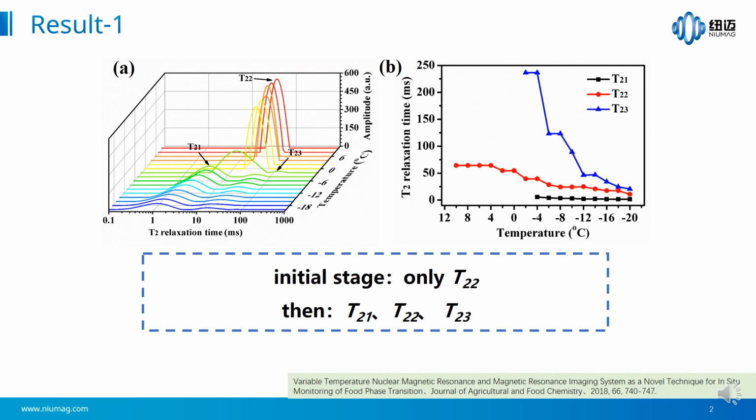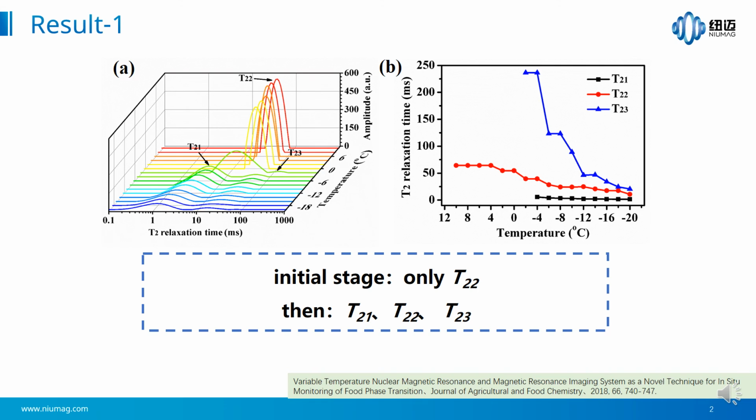In fact, the principle of this experiment is that we judge the freezing point or denaturation of salmon flesh by studying the changes in the proportion of water in different states of salmon flesh under the variable temperature conditions. There are 3 states of water: free water, bound water, and confined water. The relaxation times of the 3 types of water are different.